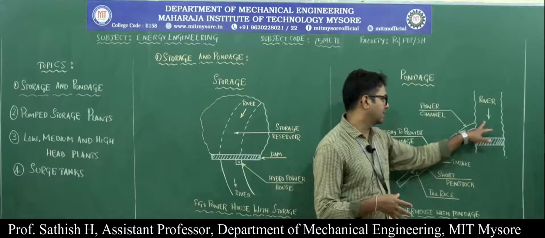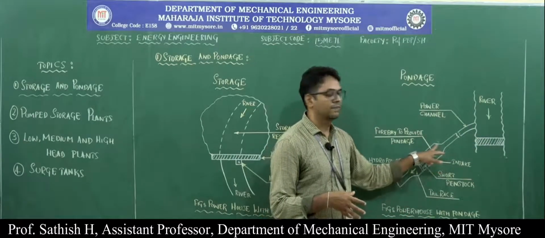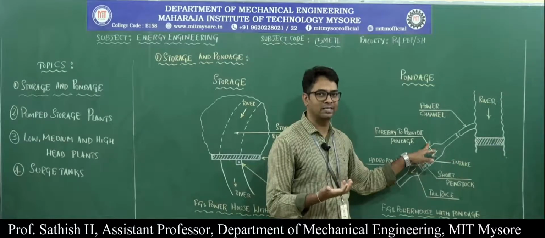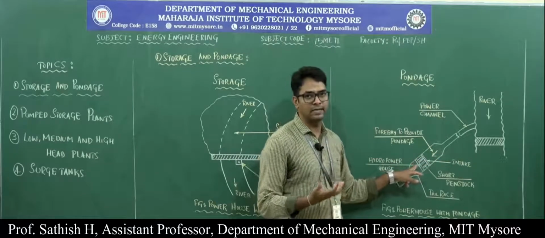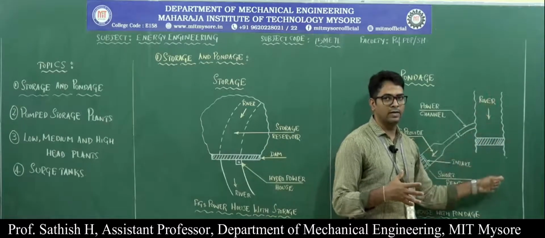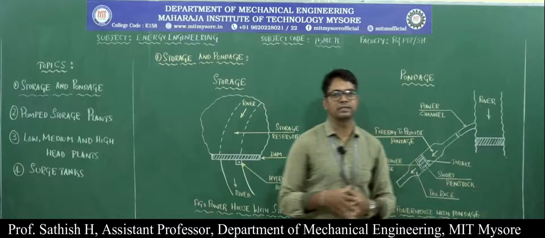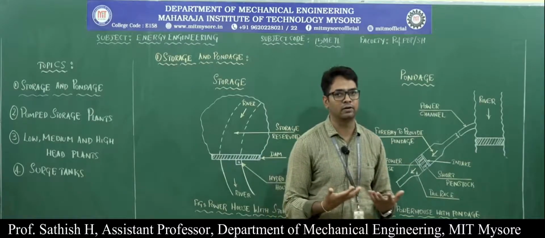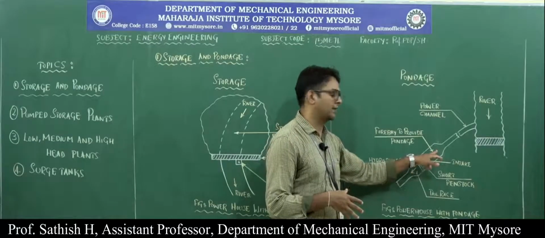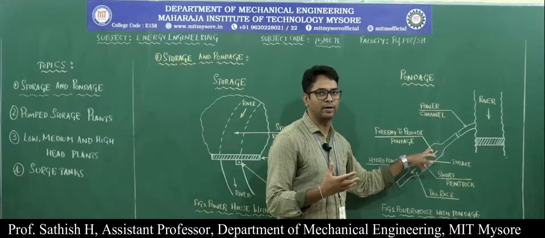So what happens in that time? We have the pondage, in which the water is stored. That constantly supplies water to the turbines of the hydroelectric power plant. So irrespective of whether the availability of water in the river is high or low, you can produce electricity, because we have stored the water in the form of a pondage.